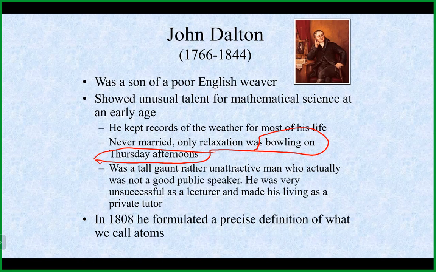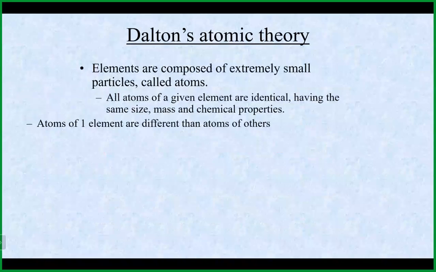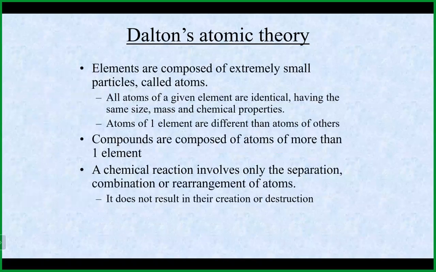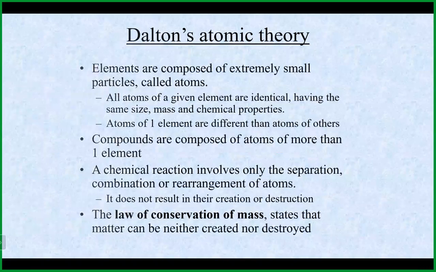But really what we think about Dalton, other than bowling on Thursdays, was that he came up with a precise definition of what we call atoms. So let's take a look at some of Dalton's atomic theory here. And these are some of the parts. And we're going to talk about some of the things that are maybe not so true as well. So he felt that elements are composed of extremely small particles called atoms. All atoms of a given element are identical, having the same size, mass, and chemical properties. Atoms of one element are different from atoms of another.